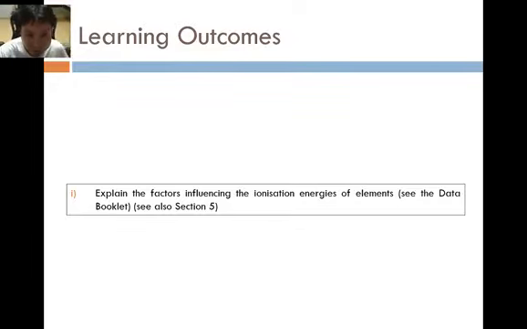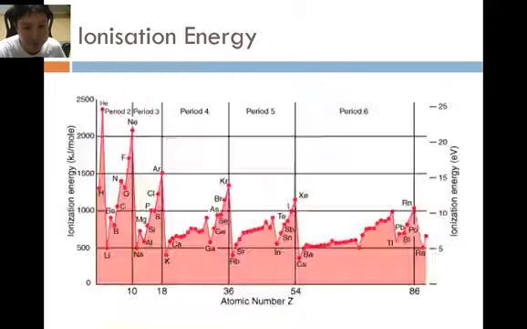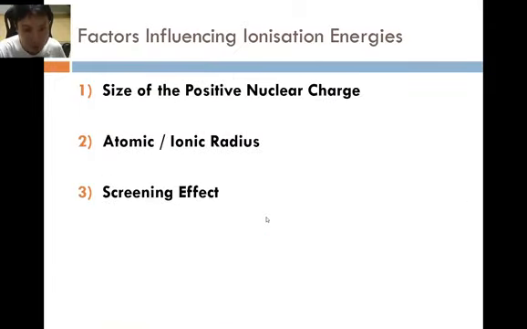Okay, so explain the factors influencing the ionization energy of elements. So these are the three factors. Something that's very important: regardless of whether you're discussing across the period or down the group, these three are the factors. Having discussed these three factors, summarize by using the term effective nuclear charge before saying whether the ionization energy increases or decreases.